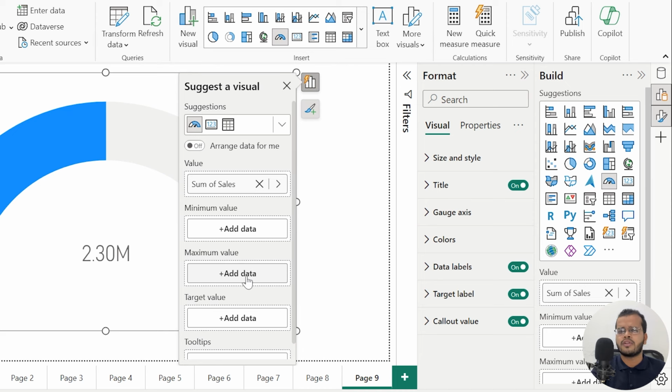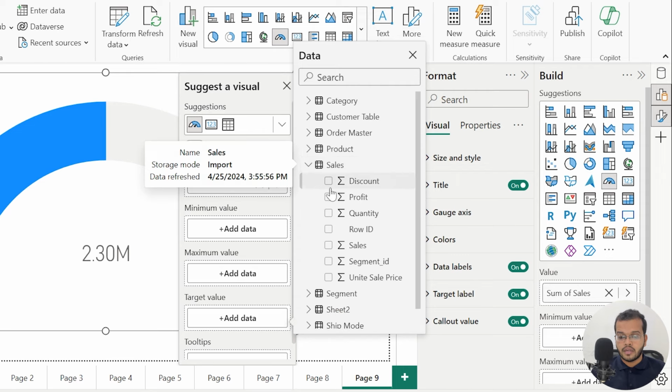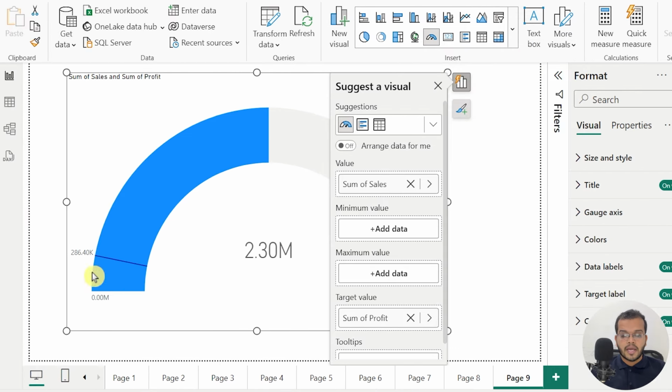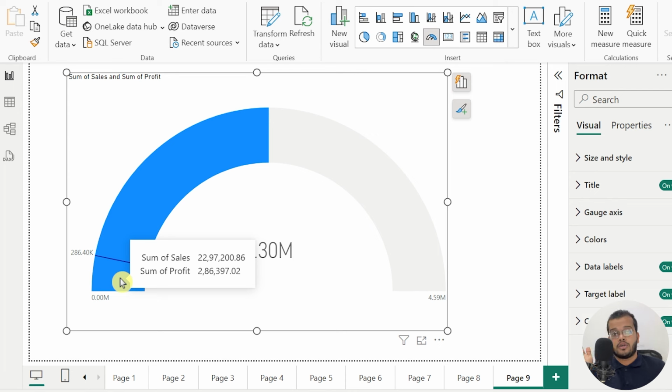If you have it, you can use it with your data set when you are working in. But the target value, if I take it here, let me choose something called profit. See this, my target value is 286.40 thousand, but my current sales is 2.30 millions. So I have crossed my target value.